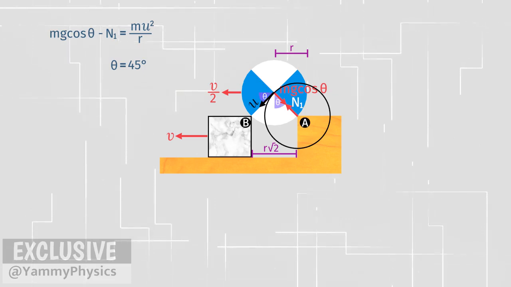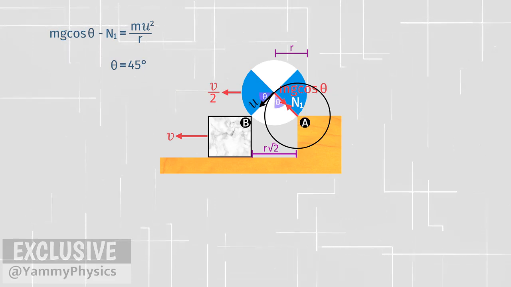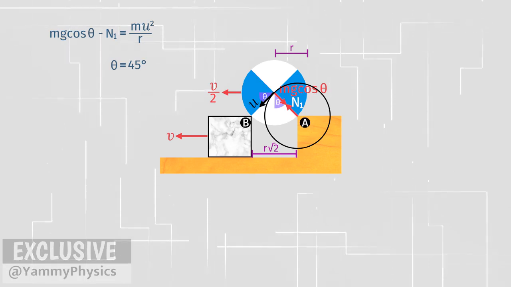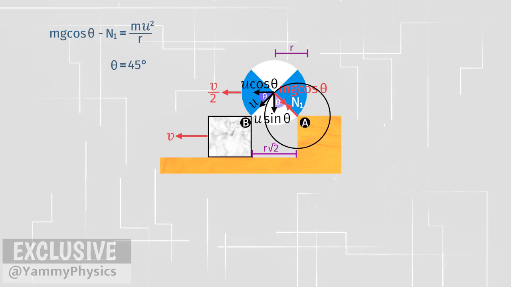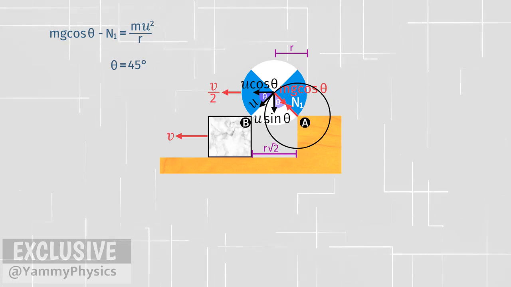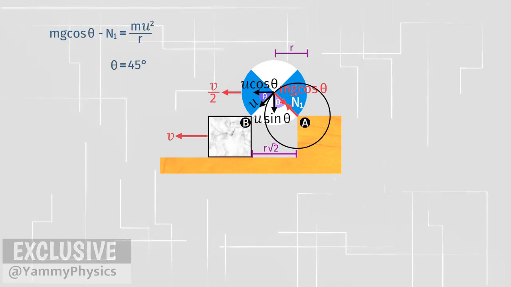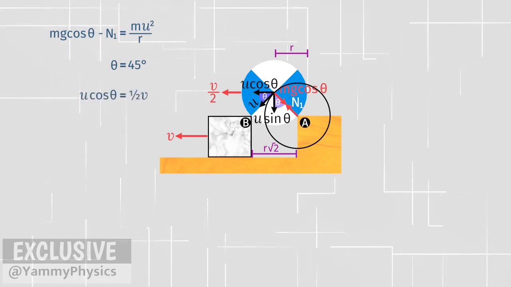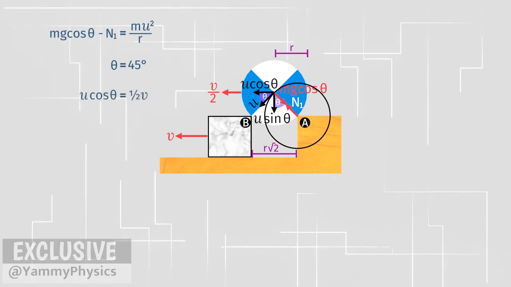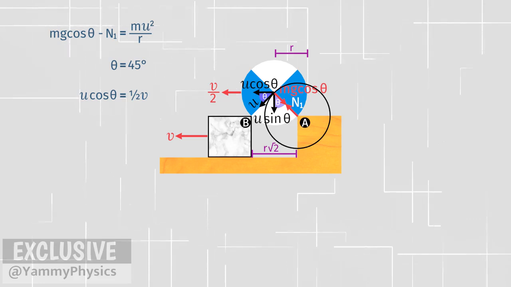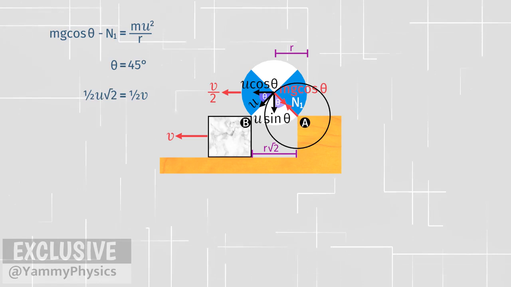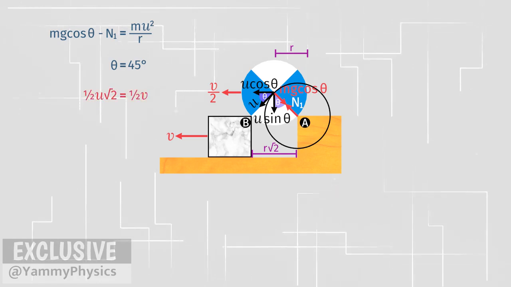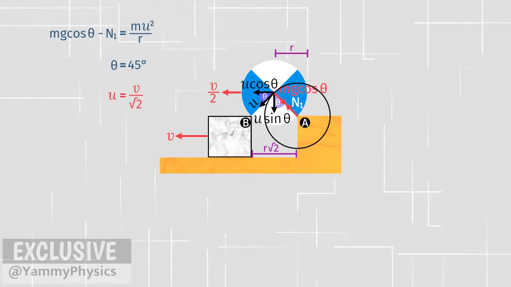Let's examine the horizontal component of the cylinder in terms of its tangential velocity. The velocity U can also be decomposed into its component vectors. From this we know that U cosine theta is equal to half v. Isn't the cosine of theta half root 2? From this, U is equal to v over root 2.